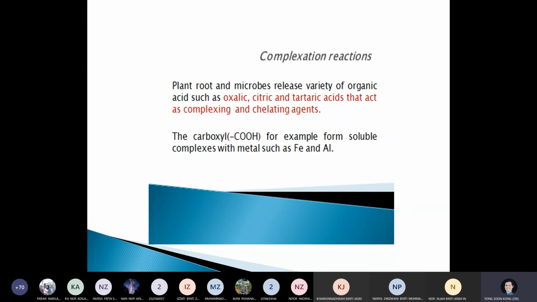Complexation simply means there are a lot of these small organic compounds attached to this metal and they form strong bonds. So once this complexation happens, they will pull this iron away, weaken the parent material, and that is also going to cause chemical weathering as well. So today we add two more apart from the acid-base neutralization that we learned last week.